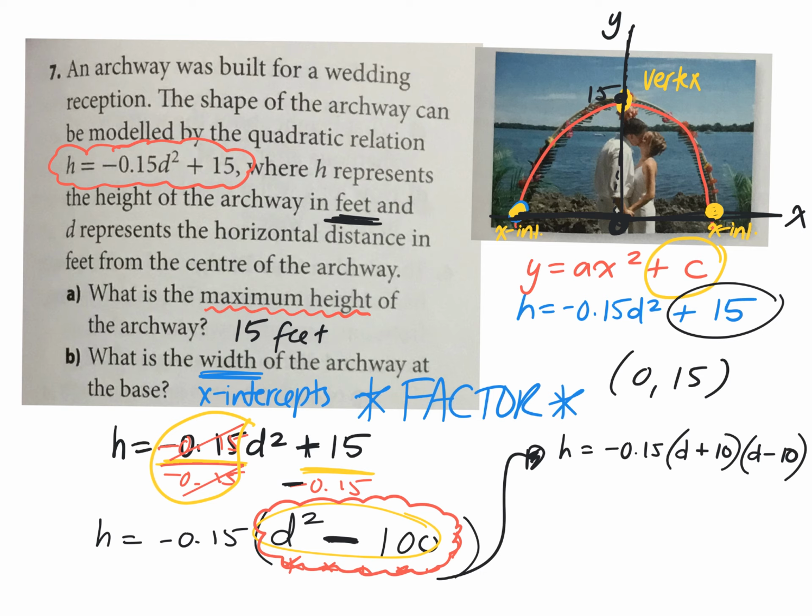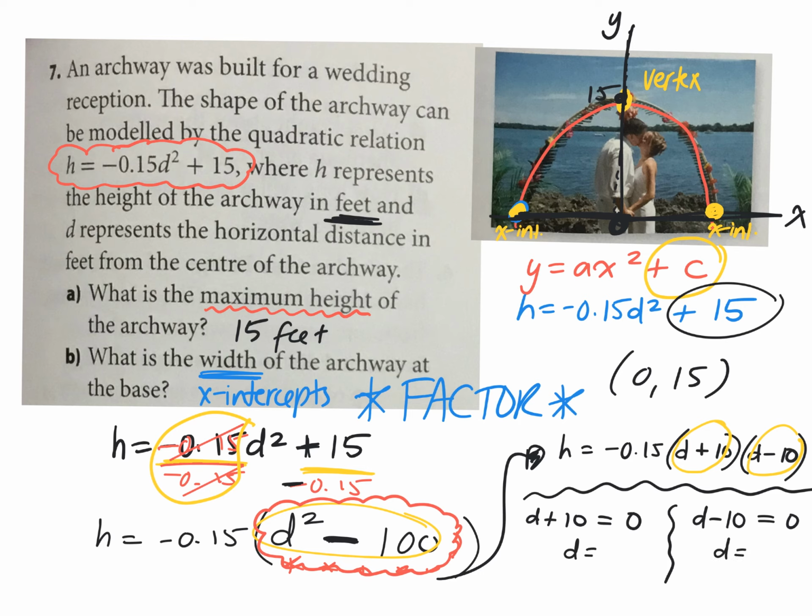Are we good so far? So how do I find the x-intercepts? I've just factored it now. Well, let's figure out what the x-intercepts are. What are the two factors? D plus 10 and d minus 10. So d plus 10 equals what? 0. And then d minus 10 equals 0. So what are the two x-intercepts, two values of d? So the first x-intercept is negative 10.